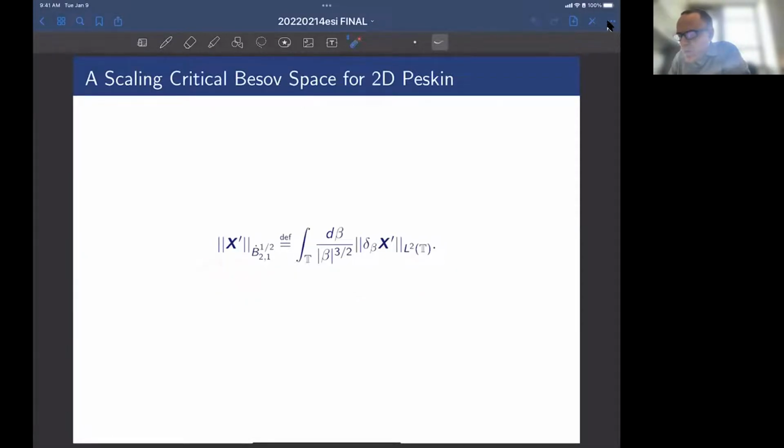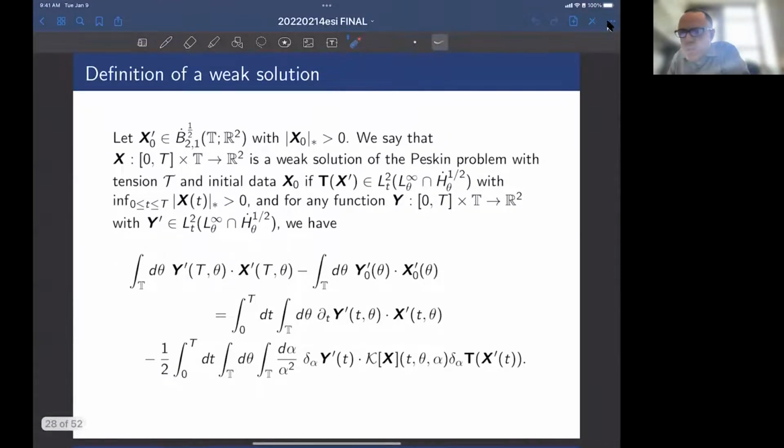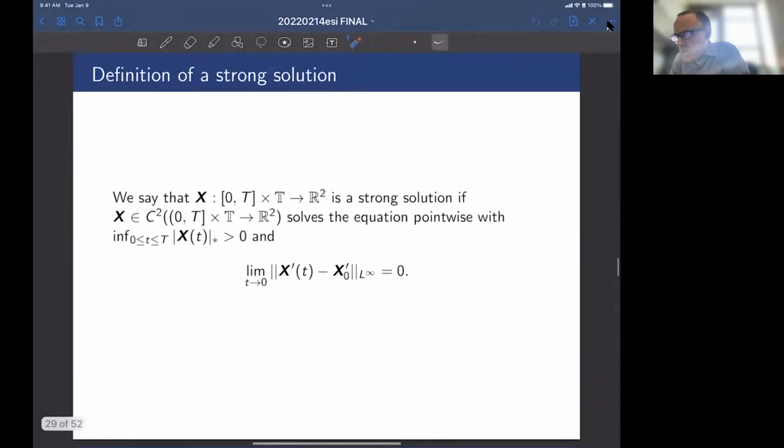Is beta the x prime? We study the equation for x prime, and then the critical space is b dot 1/2 2 1, which can be written in this way. And okay, so here is my definition of a weak solution. Basically, if we have initial data in b dot 1/2 2 1, then you integrate against a function with barely enough regularity to make everything finite, and then you integrate by parts formally, and then it gives you the definition of a weak solution, which I won't read to you carefully. And then our definition of a strong solution is a C2 function in all variables that solves the equation pointwise and satisfies the chord-arc condition and converges to the initial data in L infinity as t goes to 0.